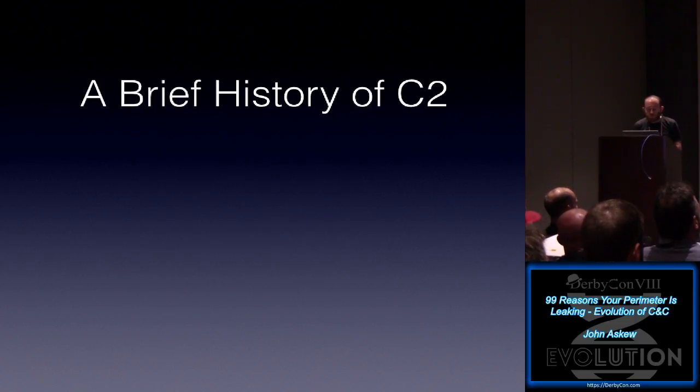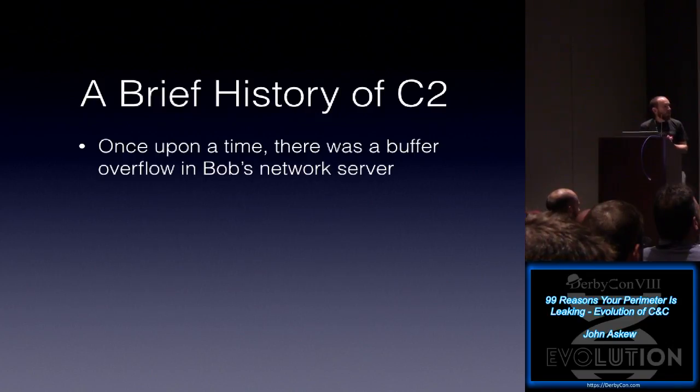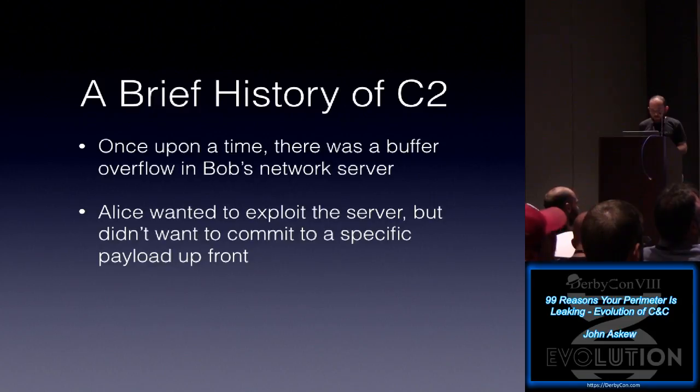So let's jump into a brief history of command and control. This is going to be more like a narrative than actual history. But once upon a time, there's a buffer overflow in Bob's network server. I guess it was the 90s, and it was cool to not check your bounds in memory. So we've got a vulnerability. Alice finds this vulnerability. She wants to exploit it, but she didn't want to commit to a specific payload up front. She liked the ability to retain control and decide what she wants to do over a period of time. Maybe send some commands, receive a response, and then make some new decisions on what to do.